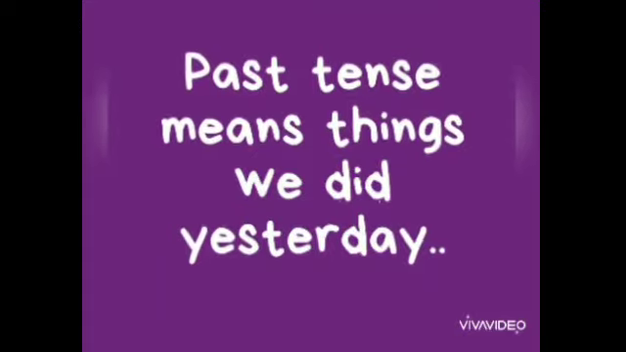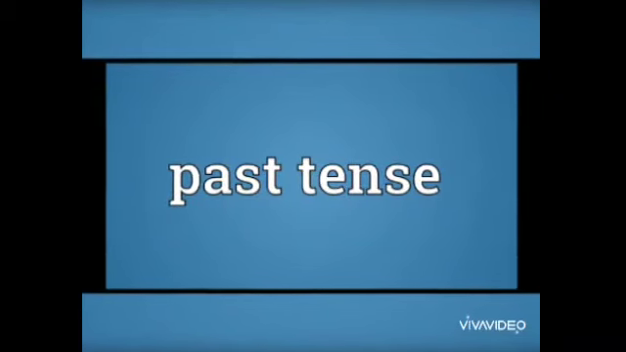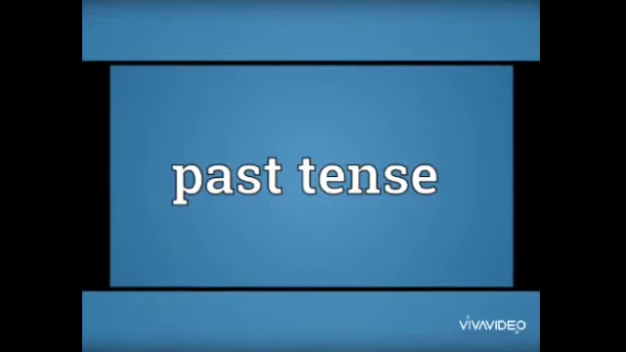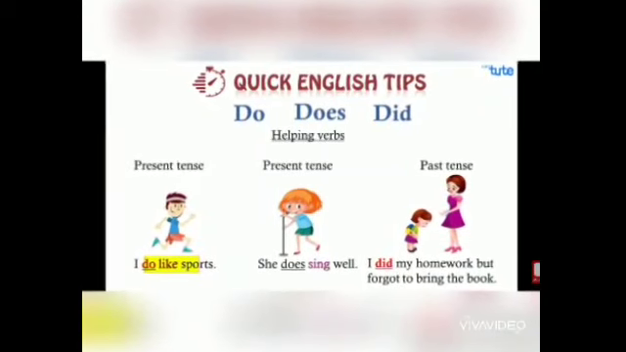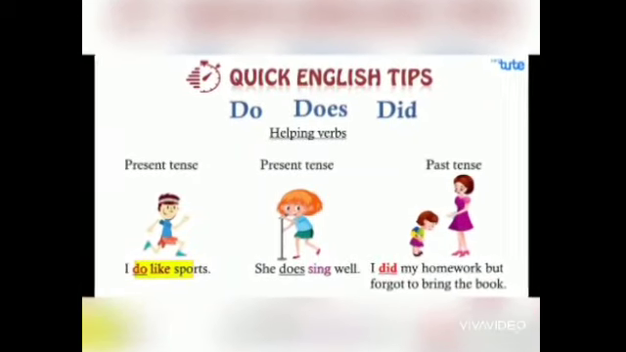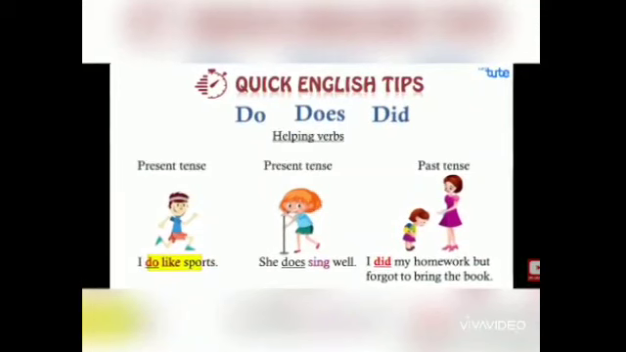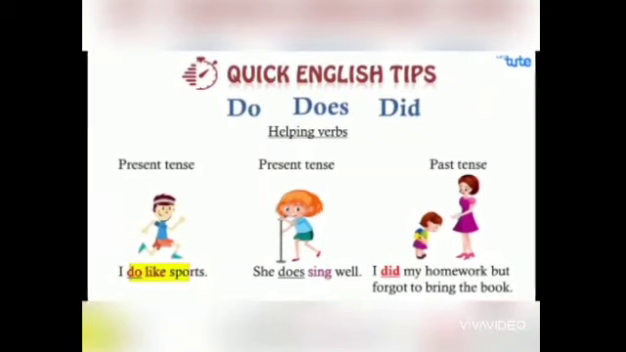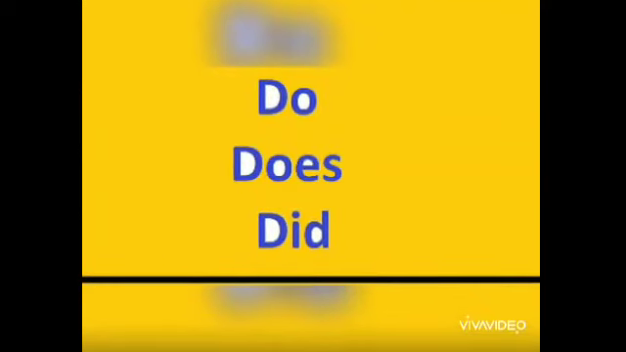For example, it rained yesterday. Angela watched TV all night. Ram wanted to go to the market. Remember, we use do and does for everyday actions, but did for past actions. That means yesterday's work.